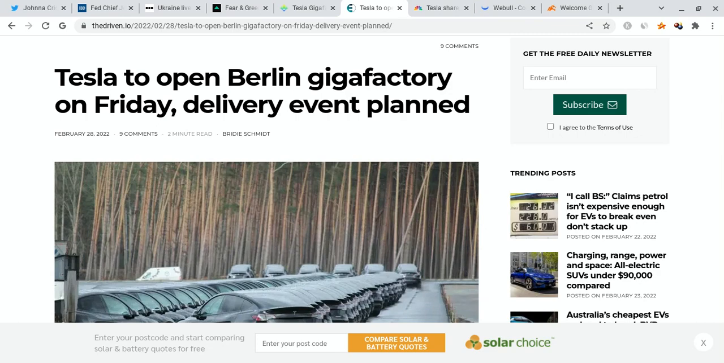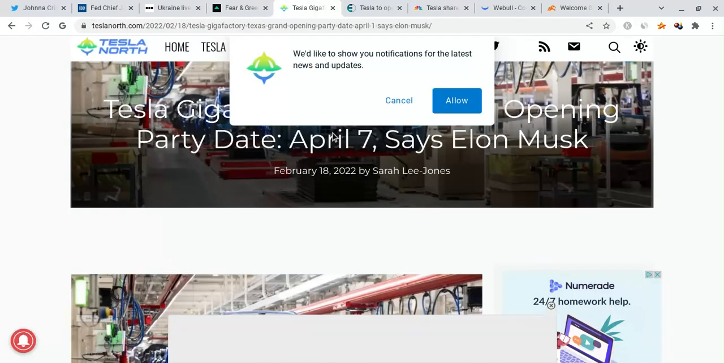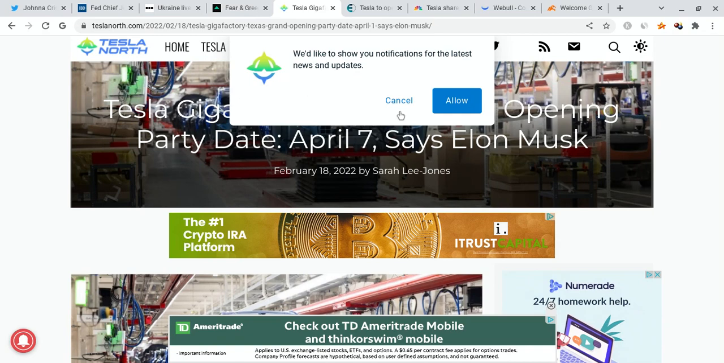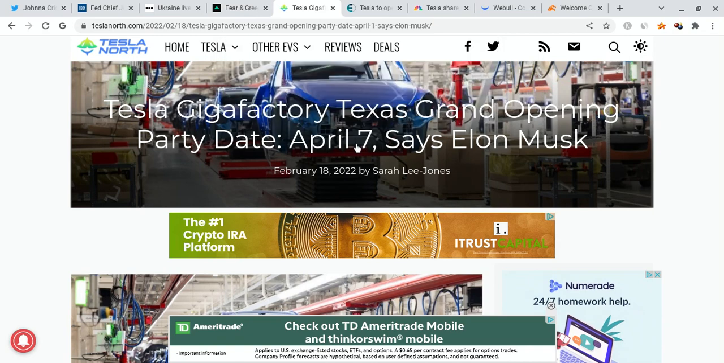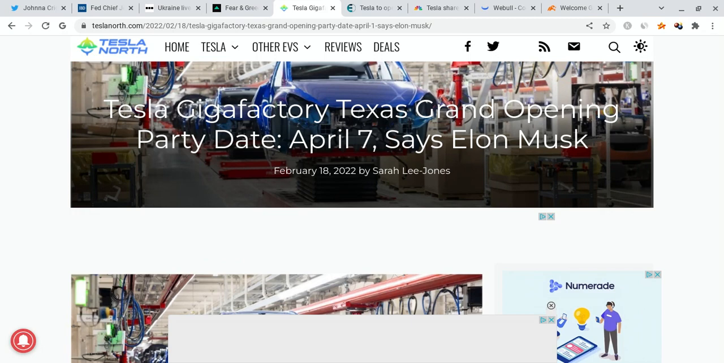So remember, guys, in the month of March, we're most likely going to see the Berlin Gigafactory open. We're also going to have the opening of the Texas Gigafactory on April 7th of 2022, as stated by Elon Musk himself. So once again, March to April are going to be massive months for this company. They're going to have two new factories opening, and it's just going to be amazing for the share price going forward.